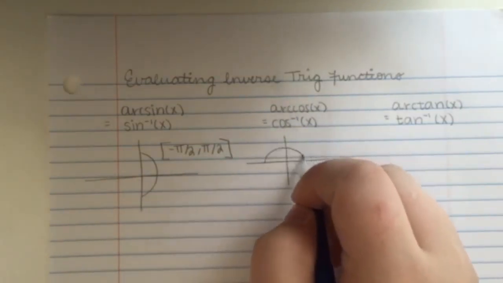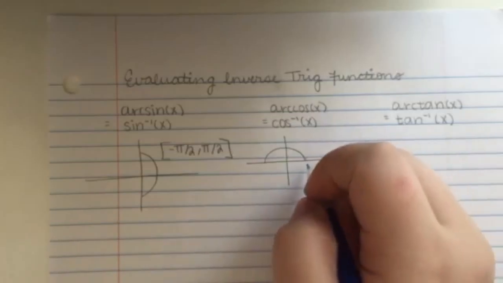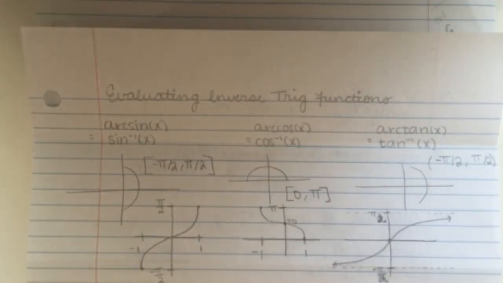Arccosine is limited to the first and second quadrants, and like arcsine, the boundaries are included. So the boundaries are 0 to pi. Arctangent is limited to the same quadrants as arcsine, but the important thing to remember about tangent is that the boundaries aren't included.